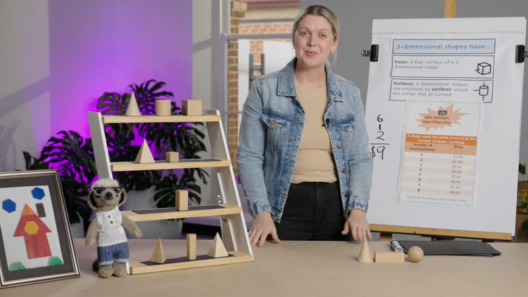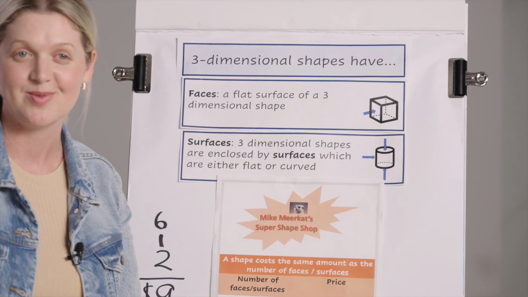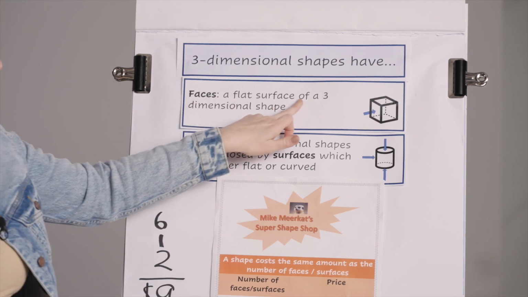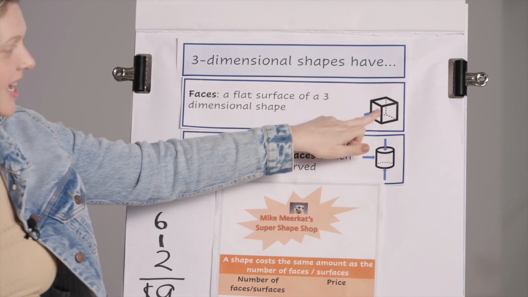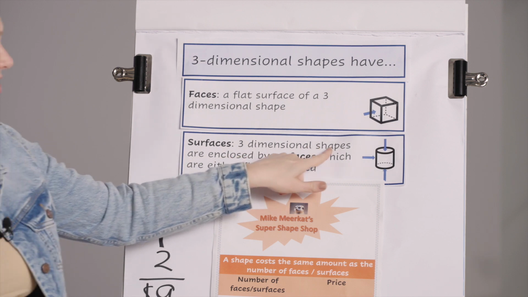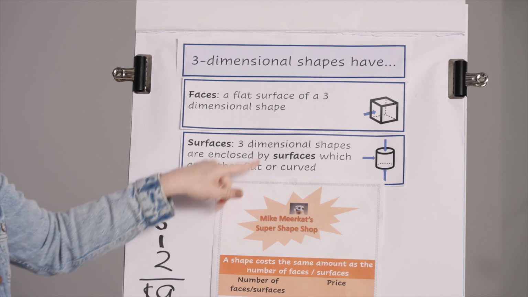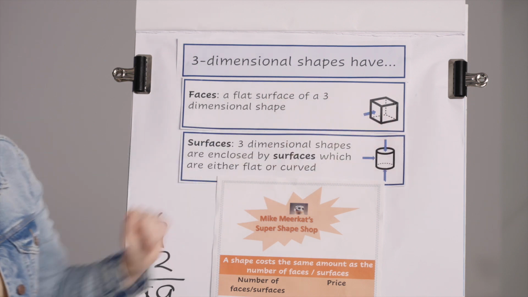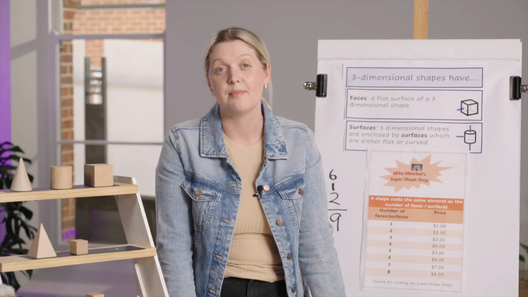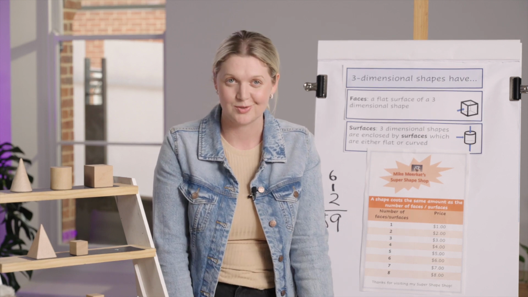So in this lesson, we explored faces and surfaces on 3-dimensional objects. So a face is a flat surface of a 3-dimensional shape, just like this on the cube. Surface. 3-dimensional shapes are enclosed by surfaces which are either flat or curved. Today, we identified and compared the number of faces and surfaces on a variety of 3-dimensional shapes.